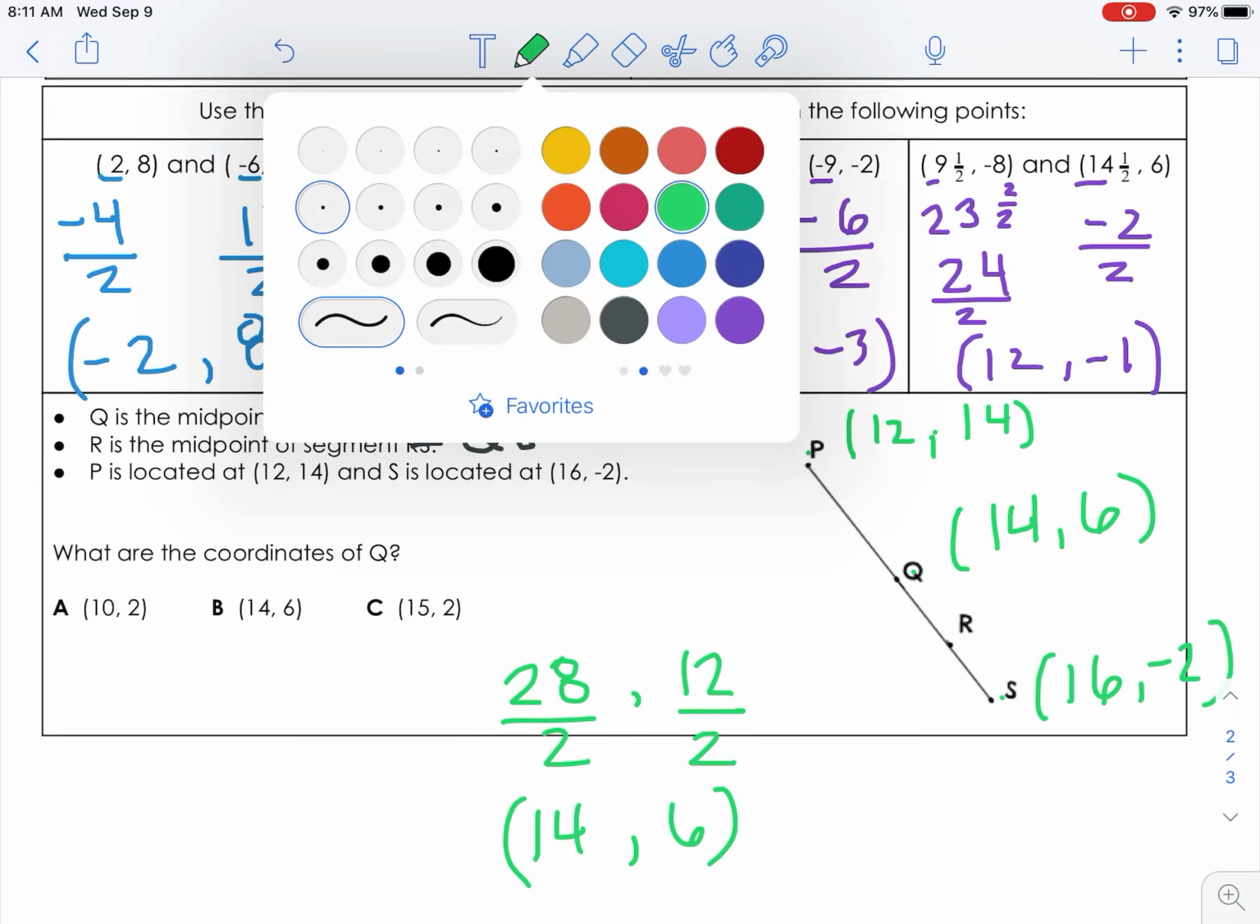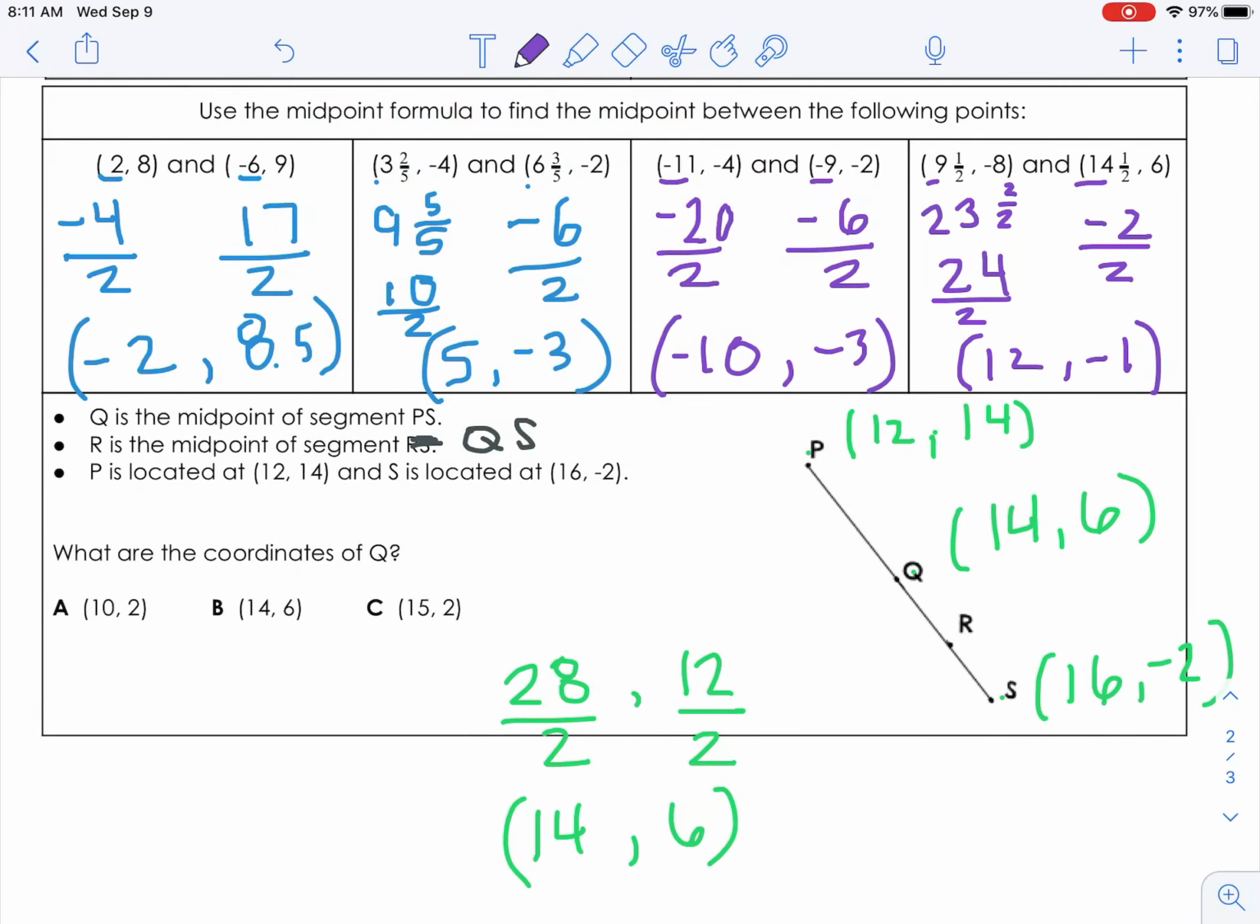All right, bonus question. Where is point R if R is halfway between Q and S? Answer 15.